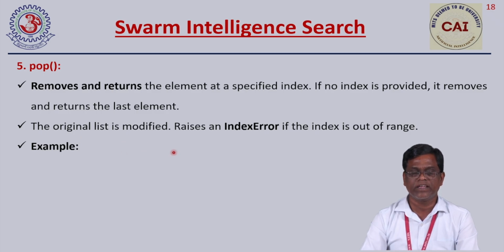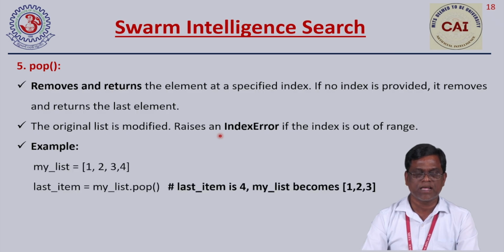And again, if you try to remove an element which is not there in the list, it will raise this ValueError. Similarly, if you specify an index which is not there in that list, it will raise an IndexError. So we need to be careful while specifying the element as well as the index. The element should be there, and similarly we need to specify a valid index so that the method will be executed properly.